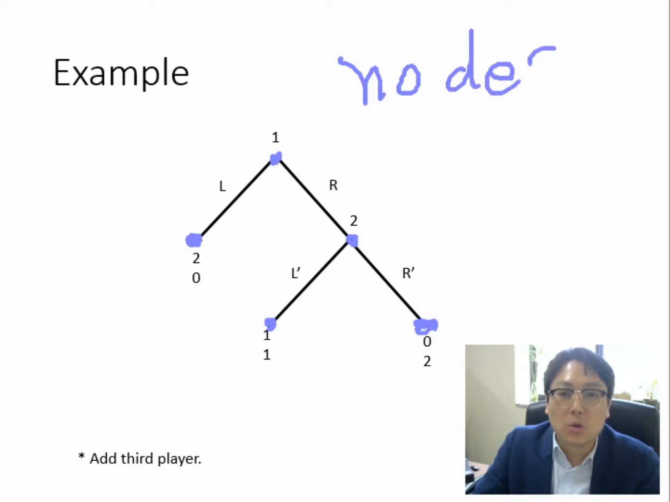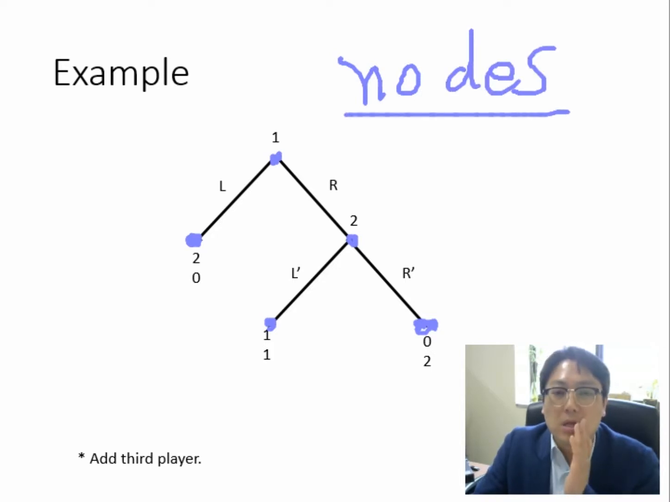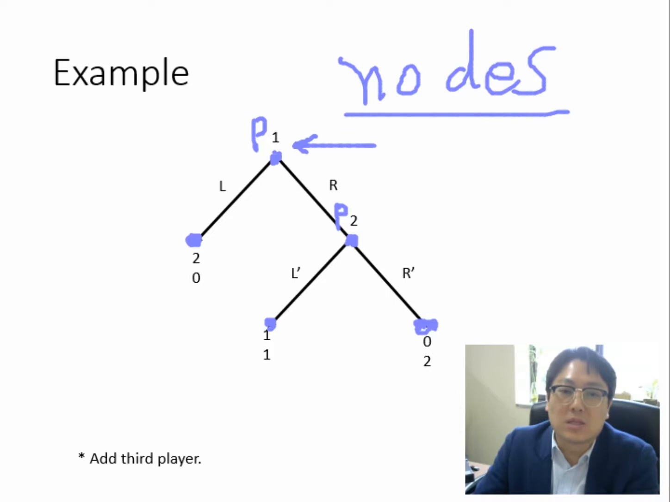Again, nodes usually represent who is going to choose an action. Here, the first player, player 1, is going to choose an action. This node represents that. Then at this node, player 2 will choose his or her action. At the same time, this node is an initial node, because the game starts from this initial node.